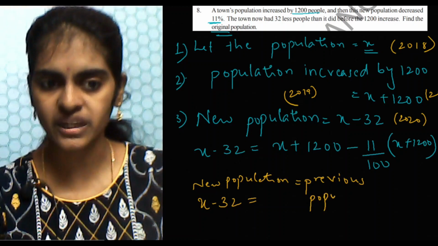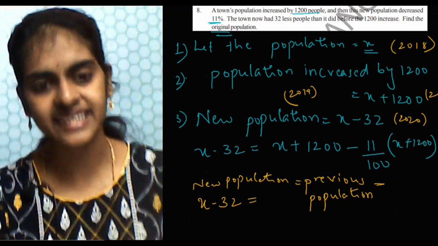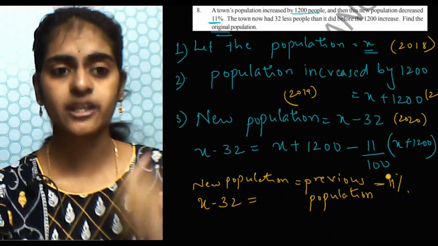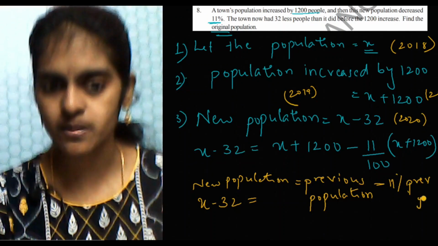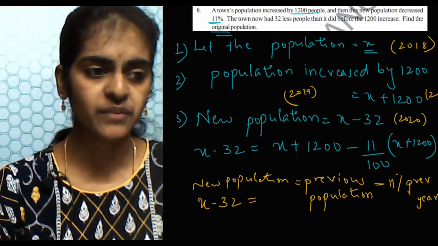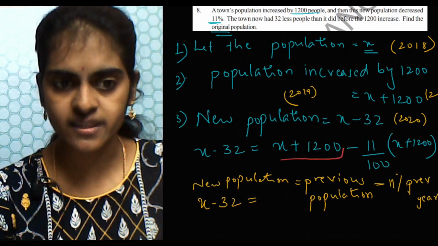Previous population. So from this previous population, how much is it decreased? It has decreased 11%. 11% of which population will you take? You will take 11% of the previous year. So 11% of previous year population you will take. Now compare the steps. Just see, this is the new population, it is x minus 32. I wrote it here. So this is the previous population.